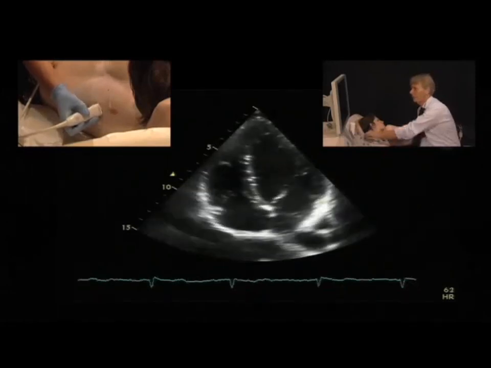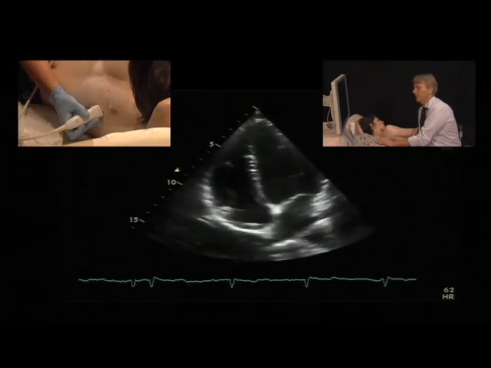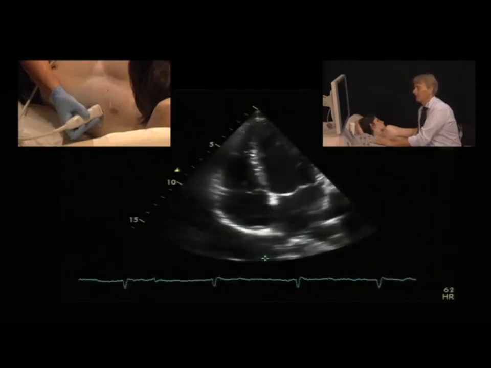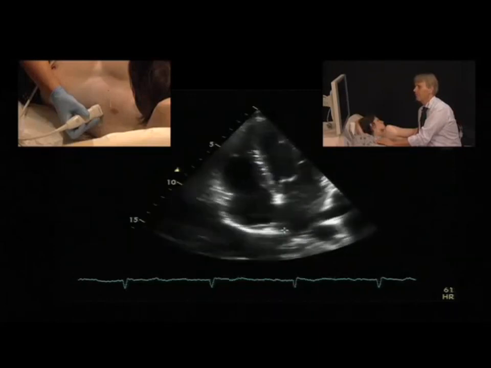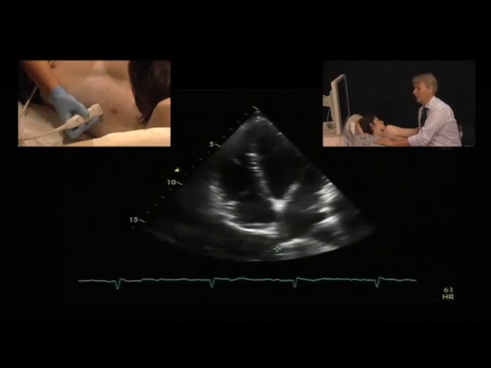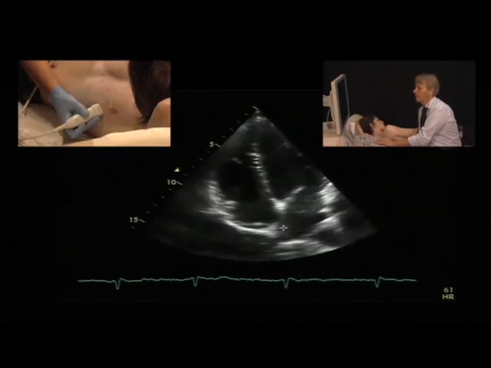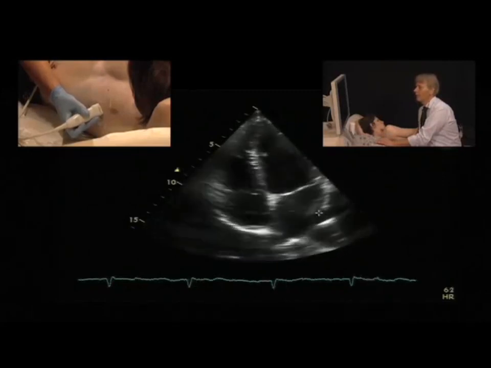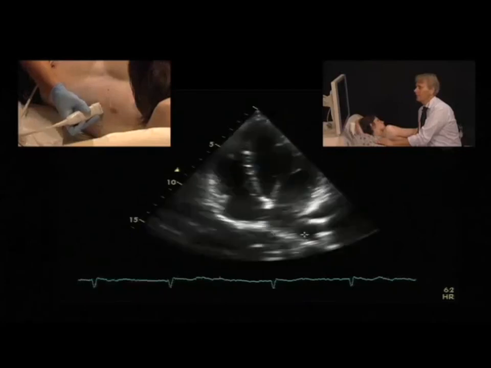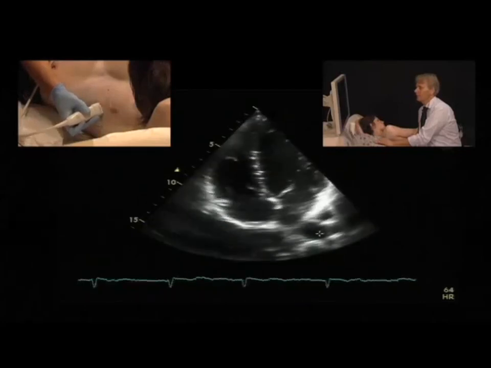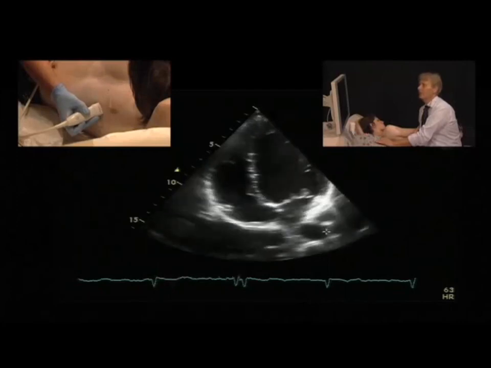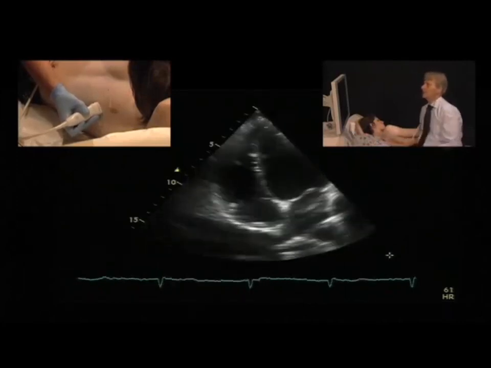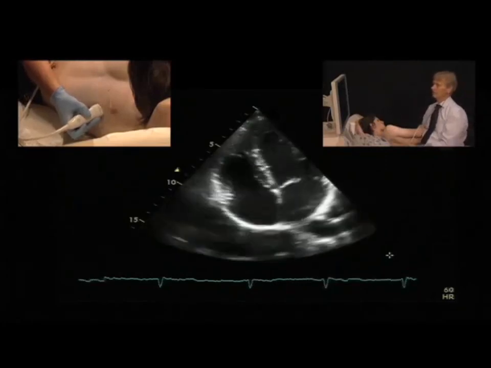If we want to go into more detail, we can even see the pulmonary veins as they enter the left atrium. This is the right upper pulmonary vein, not valve, of course. The right pulmonary vein. Those are the left pulmonary veins, the lower and the upper. And here you would see the descending aorta, orthogonally visualized.